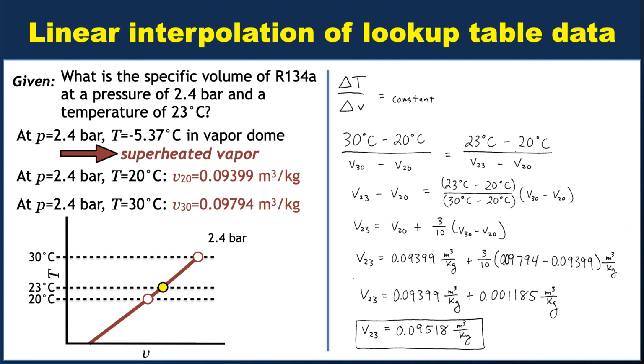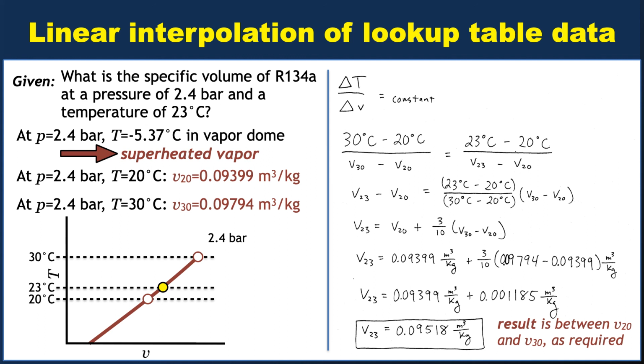Now, an important sanity check to do after any linear interpolation is that the value of V23 had better be between the values of V20 and V30. That's the whole idea behind an interpolation. So we check, and indeed, our result is between V20 and V30 as required. If we had found an answer that was bigger than V30 or smaller than V20, we would have known we had done something wrong. Either we had miscopied a number, looked in the wrong table, or potentially just performed a math error as we were doing this calculation.